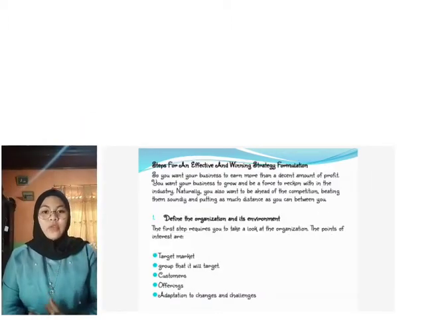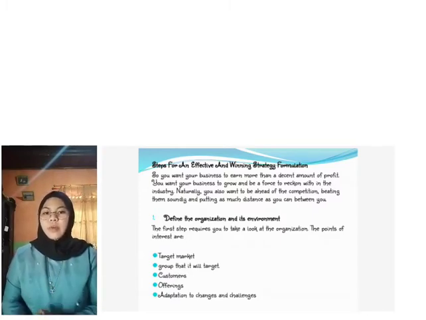Steps for an effective and winning strategy formulation. 1. Define the organization and its environment. The first step requires you to take a look at the organization. The points of interest are: 1. Target market, 2. Group that it will target, 3. Consumer, 4. Offerings, 5. Adaptation to change and challenges.